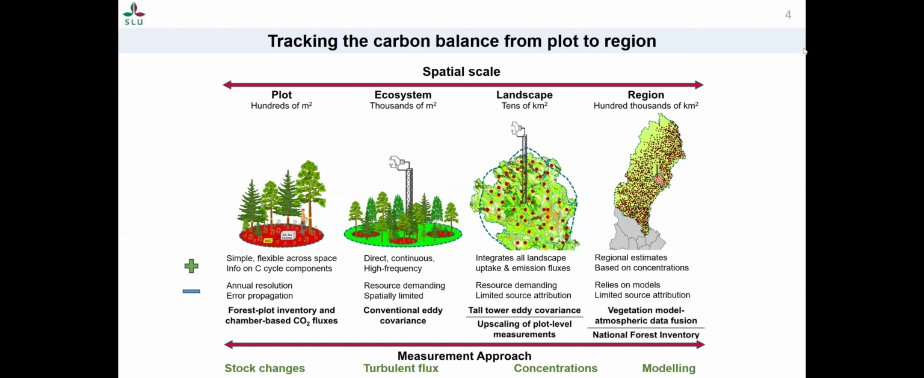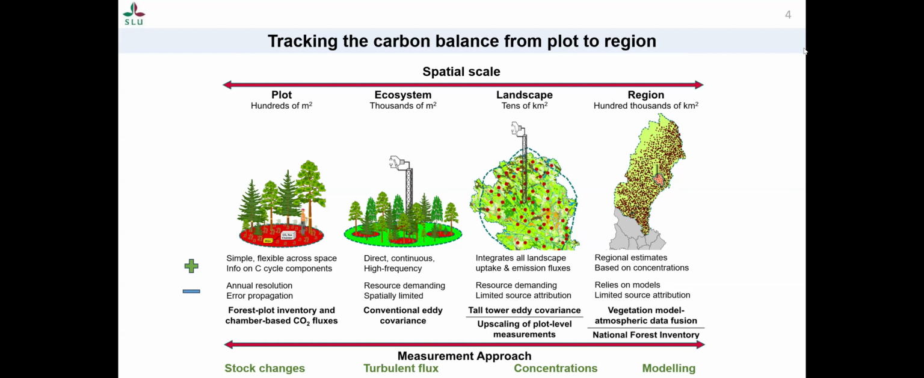Should they compare well, since they're measuring essentially different quantities? But of course, we want them to match. And this kind of cross-scale understanding is what we are trying to develop in our work at Svartberget.